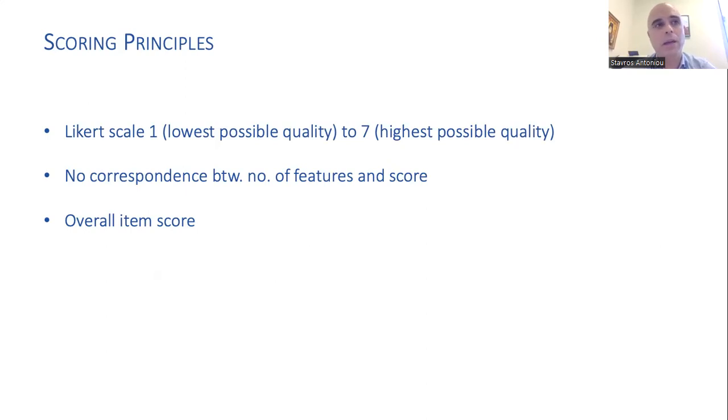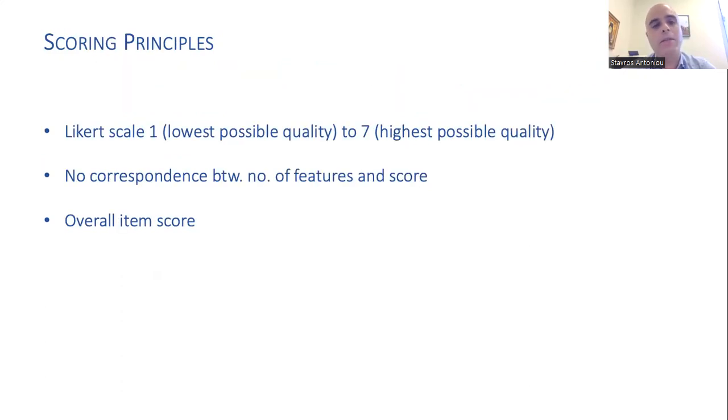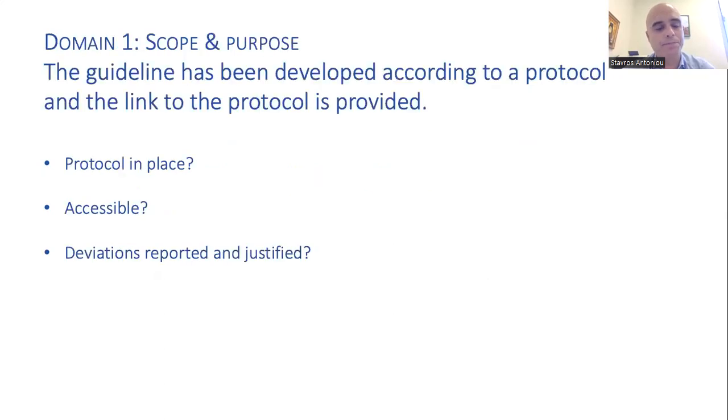Okay, so the appraiser needs to take into account the global characteristics of the guideline in order to provide an overall score. So at the end, after going through the different domains and different items of the tool, the appraiser is called to provide an overall score. So let's move to the domains. Domain number 1, scope and purpose.